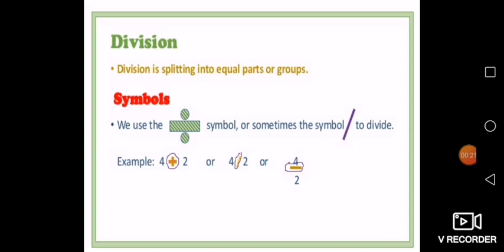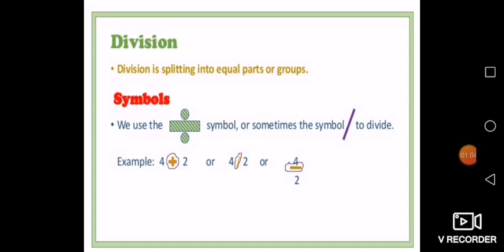Now what is division? Division is splitting into equal parts or groups. When you are dividing a group into an equal number of objects in each group, that is called division. What does it mean? If your mother has an apple and is cutting that apple into two equal parts, she is dividing one apple into two equal parts. This division can be done with a group also and with a whole also.